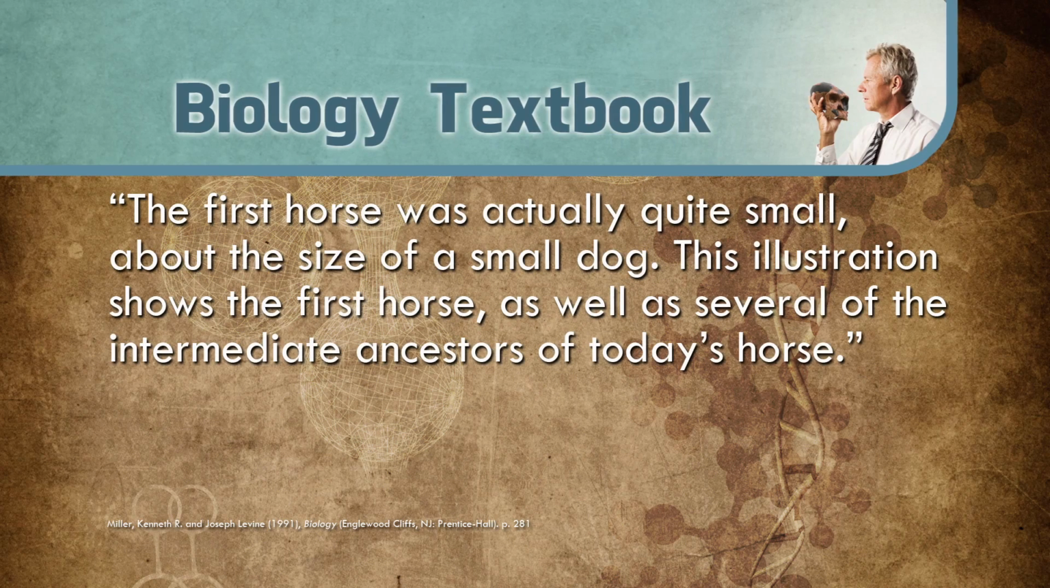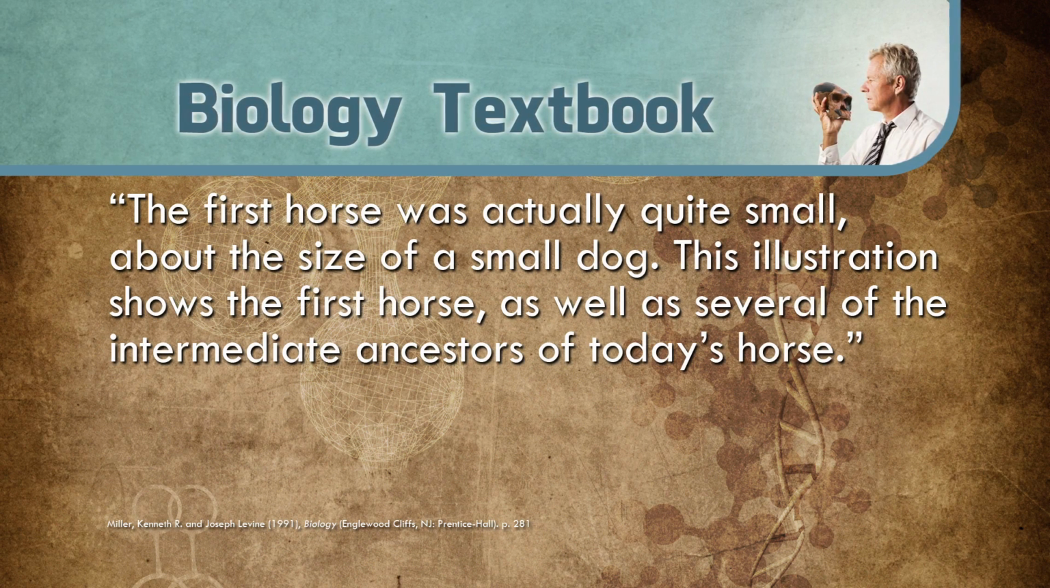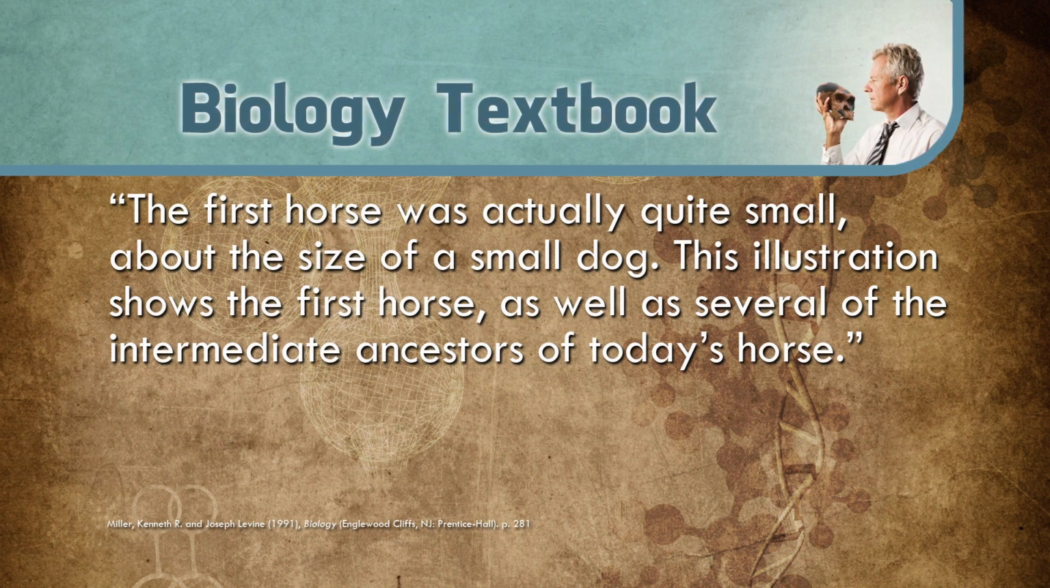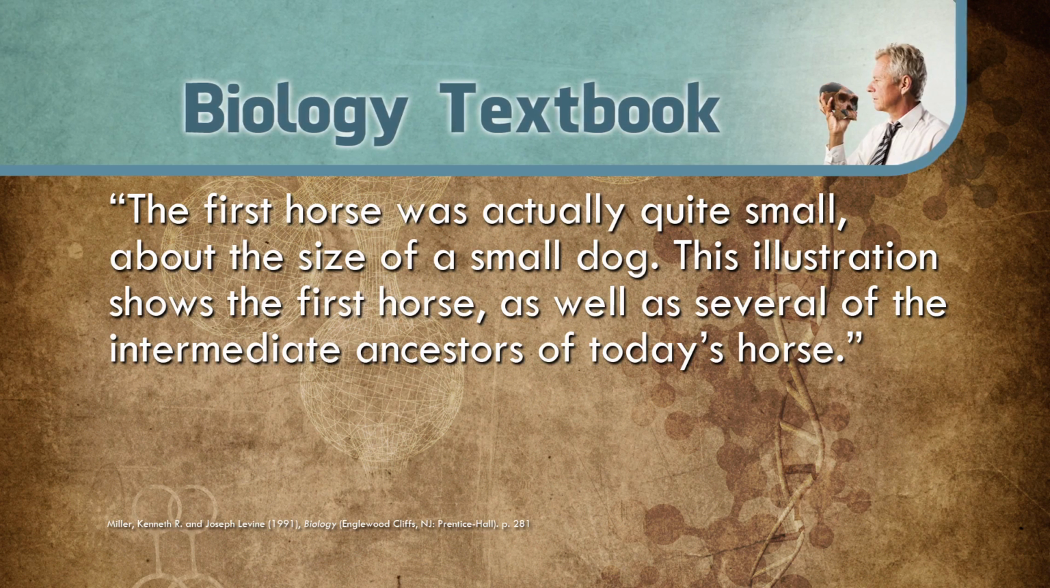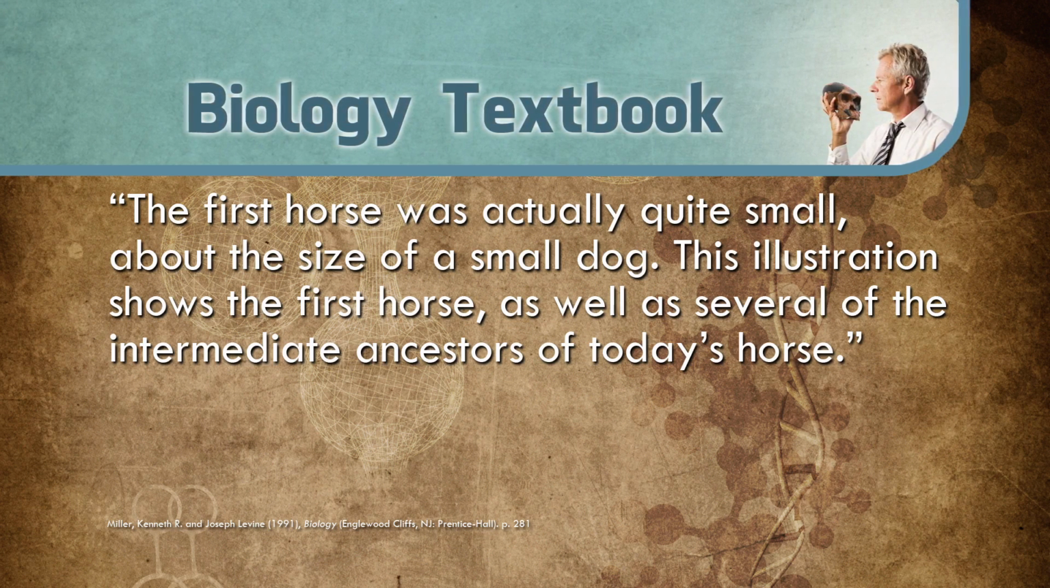What about horse evolution? Hasn't that been documented in the fossil record? It's definitely been taught as such in biology textbooks for decades. Supposedly, the modern horse, known as Equus, has been documented as evolving from the small fox-like creature known as Hyracotherium, or the Eohippus. One popular biology textbook used in Texas high schools in the 90s said, "The first horse was actually quite small, about the size of a small dog. This illustration shows the first horse as well as several of the intermediate ancestors of today's horse."